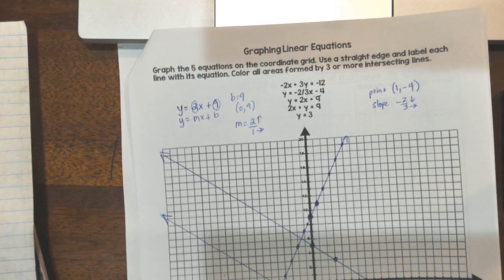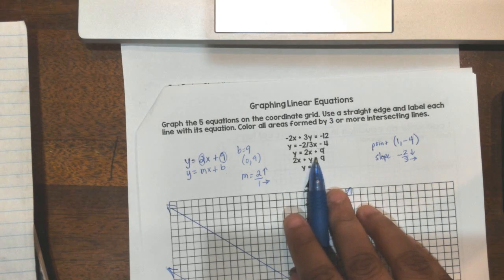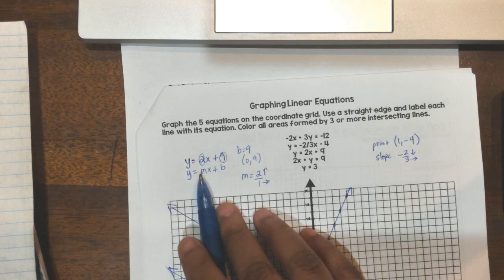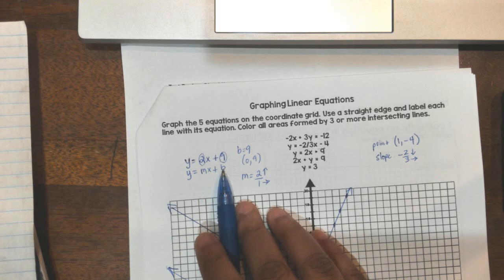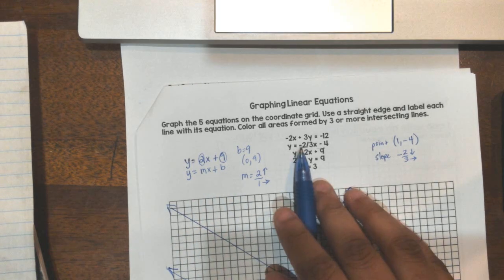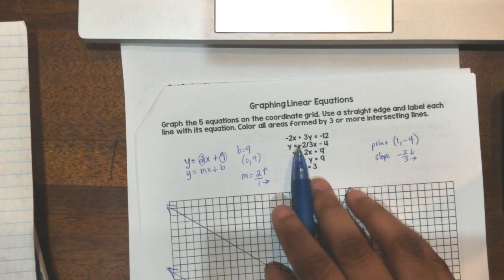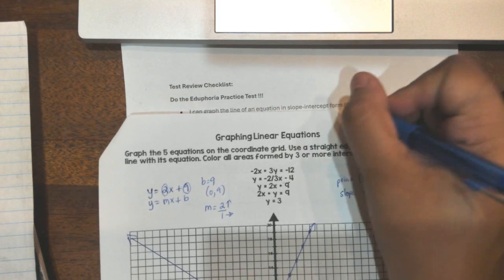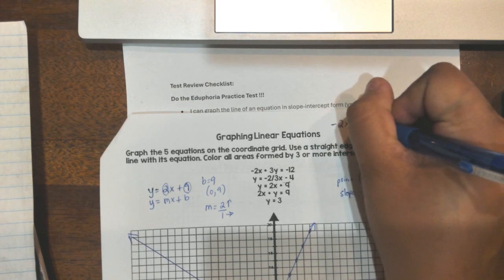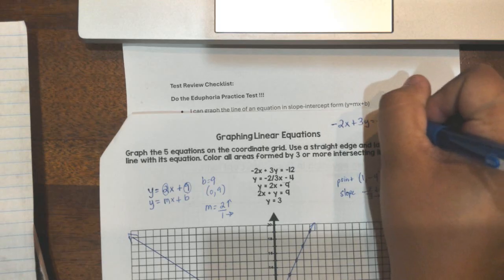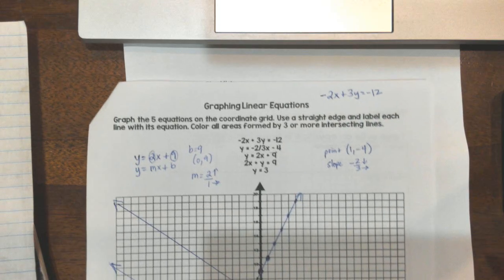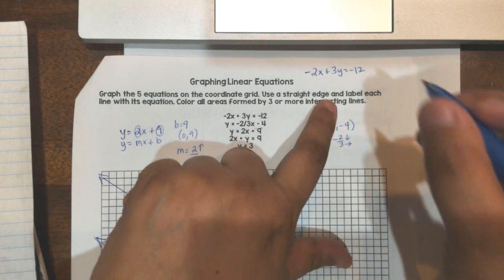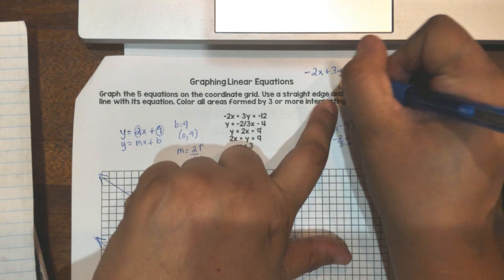Alright, so that is slope-intercept form. Now it's easy when it is in slope-intercept form because you can identify your slope and your y-intercept right away. But when it's not in slope-intercept form and it's in standard form, like negative 2x plus 3y equals negative 12, you have to get that into slope-intercept form. That means you have to solve for y.